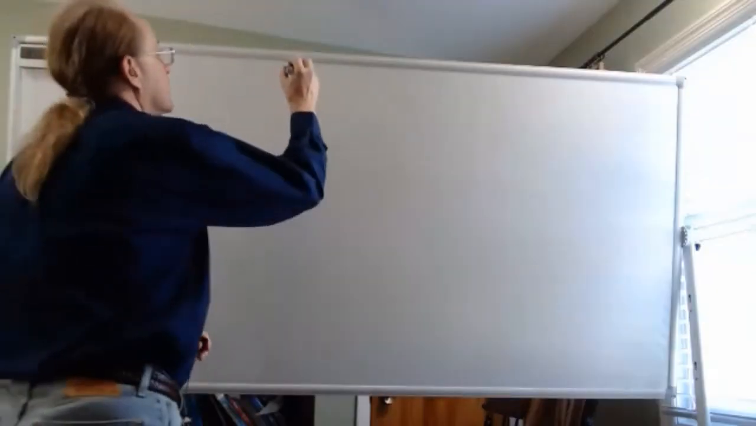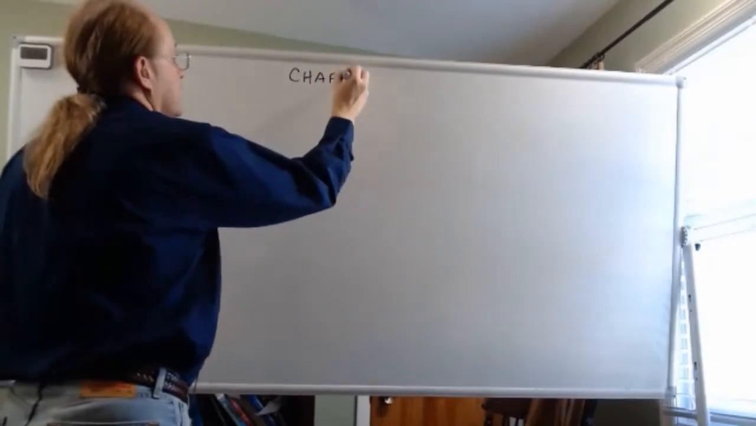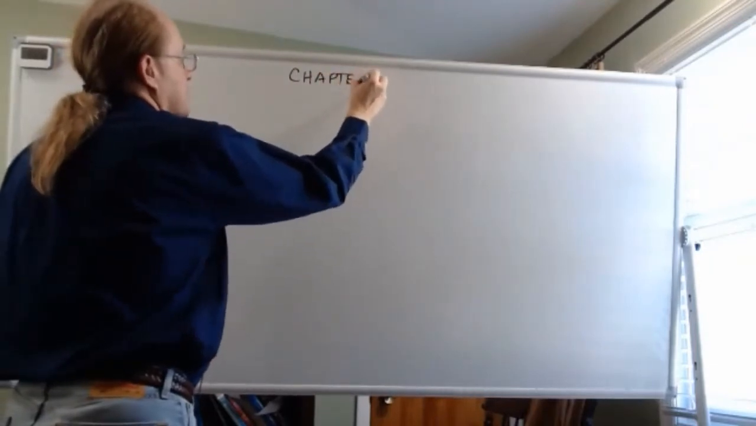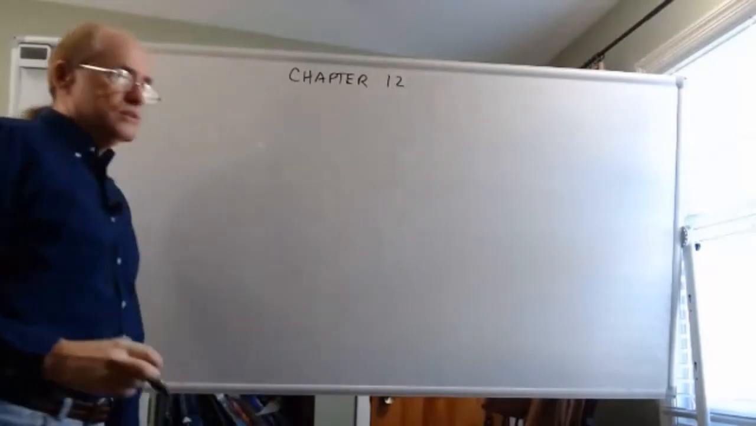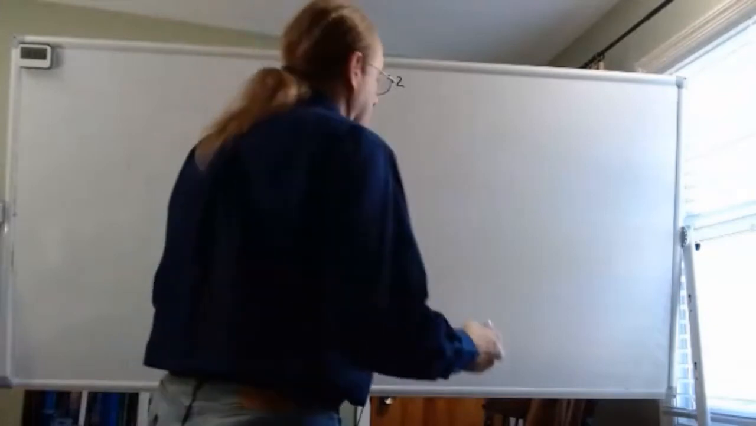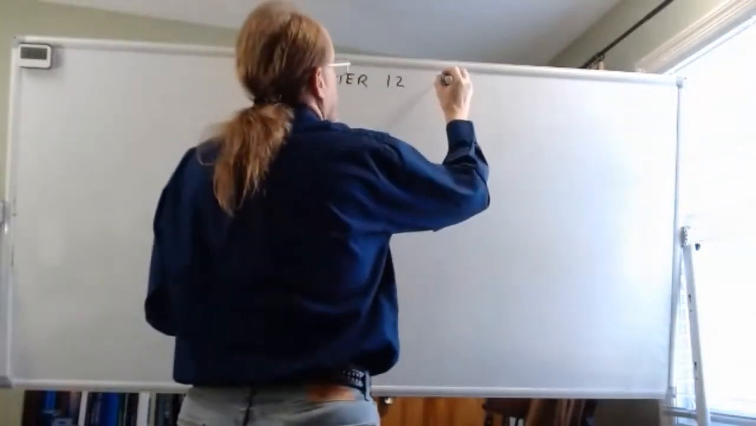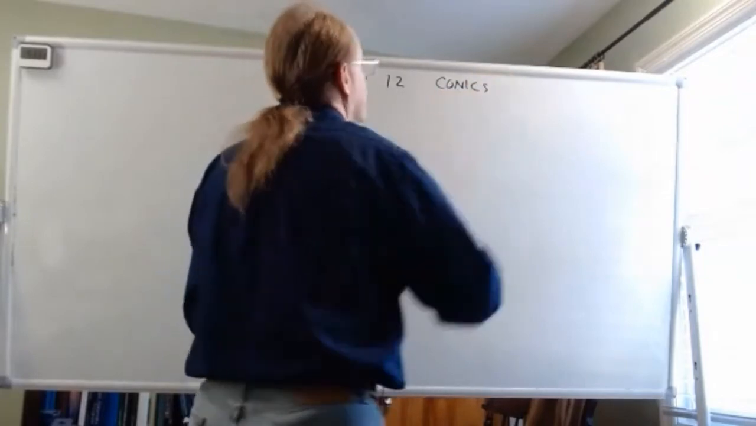Chapter 12. This could be a much longer chapter where you do analytic geometry; this whole section is about conics, or conic sections. We'll just call it conics for short.